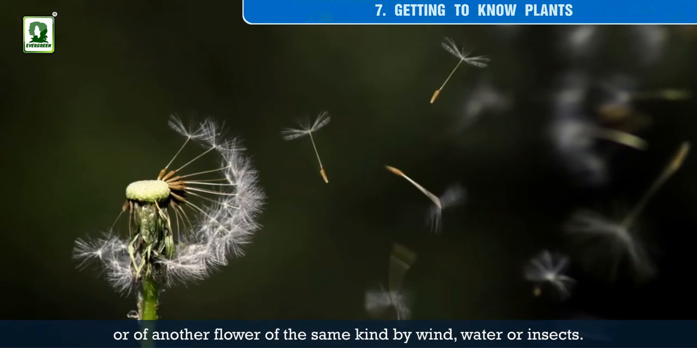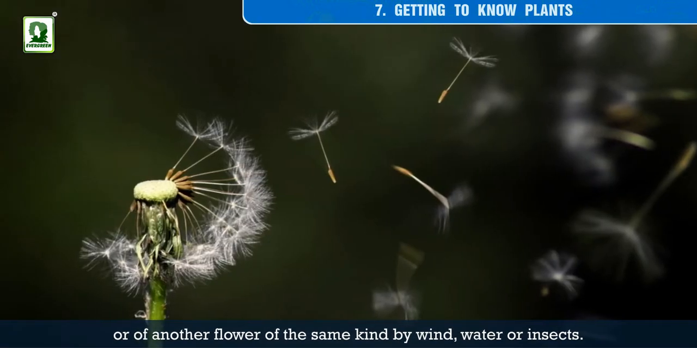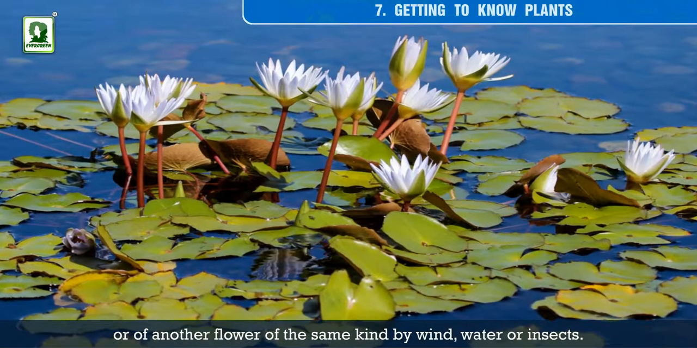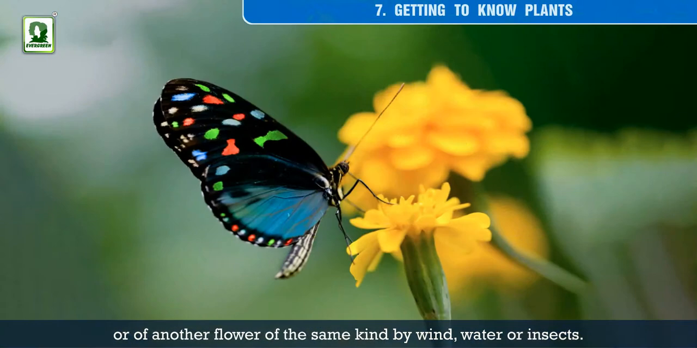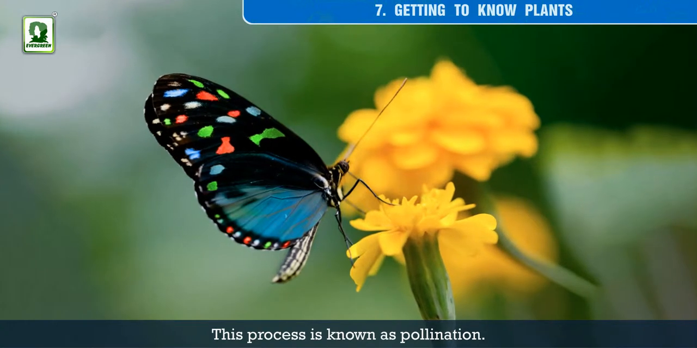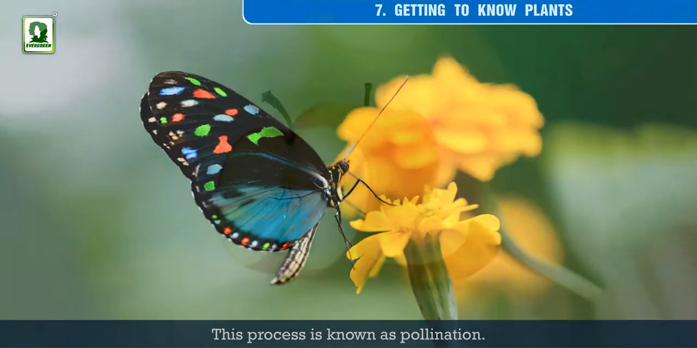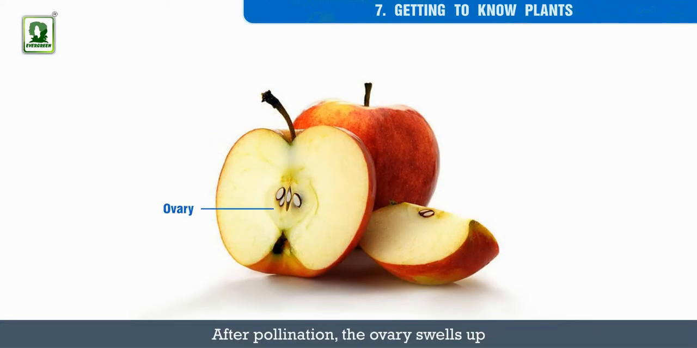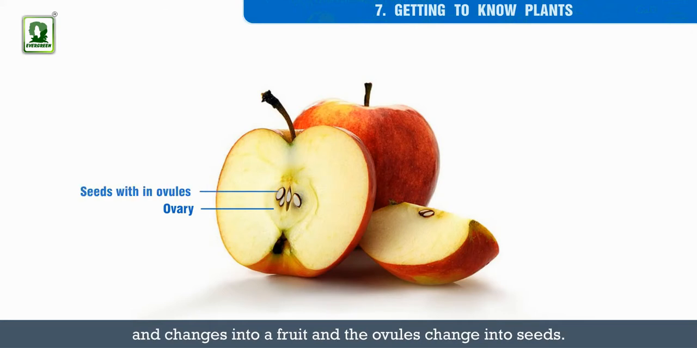By wind, water, or insects. This process is known as pollination. After pollination, the ovary swells up and changes into a fruit, and the ovules change into seeds. A fruit is generally made of fruit wall and seeds.